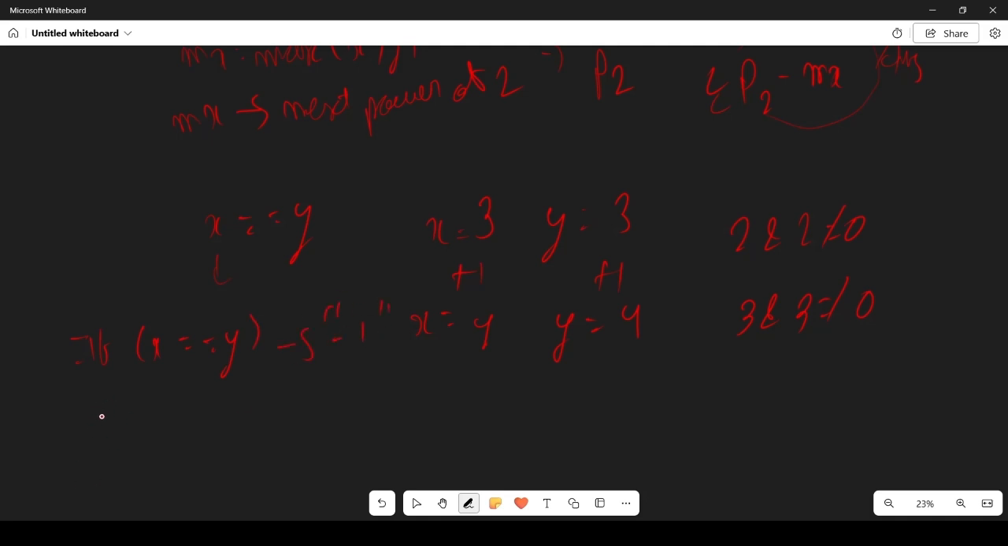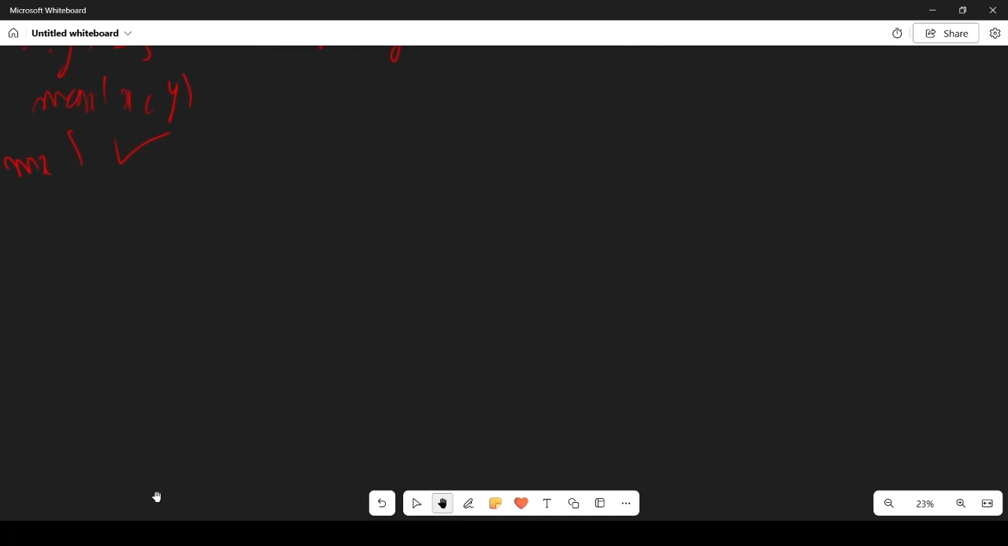Else, find mx, which is equal to the max of x comma y. Find the nearest power. Say p2 is the nearest power, and we just print out the answer, p2 minus mx. That's our answer. Much simpler. I mean, complicated to look at, but simpler, even easier.